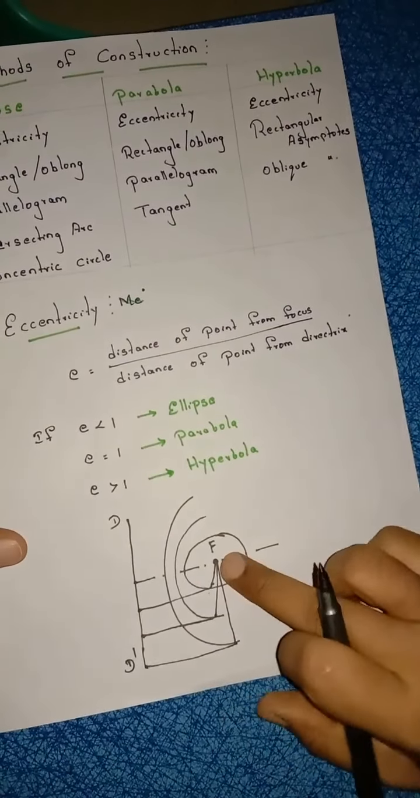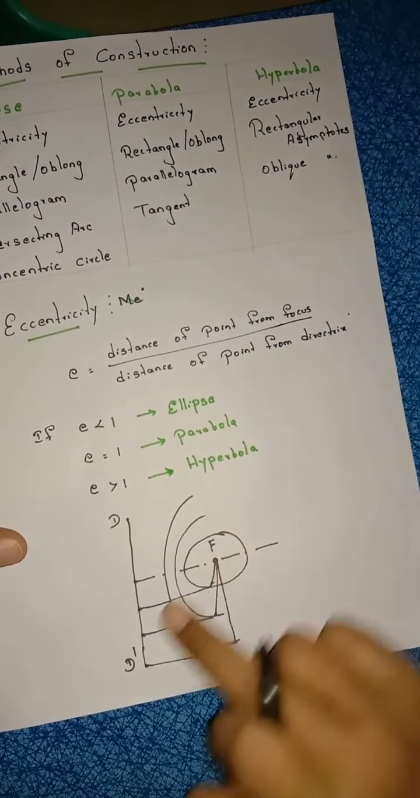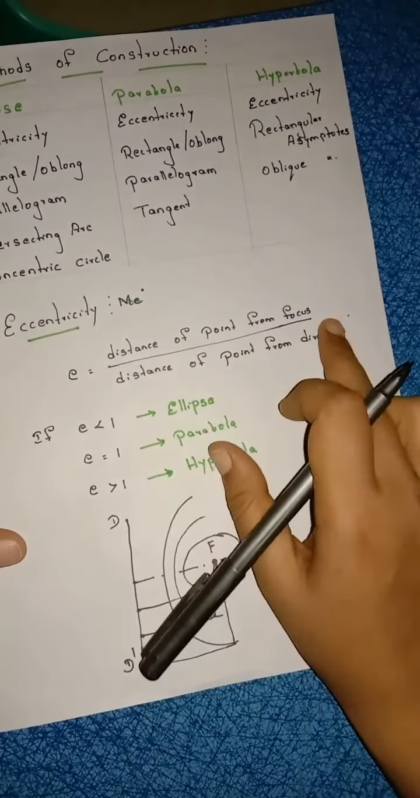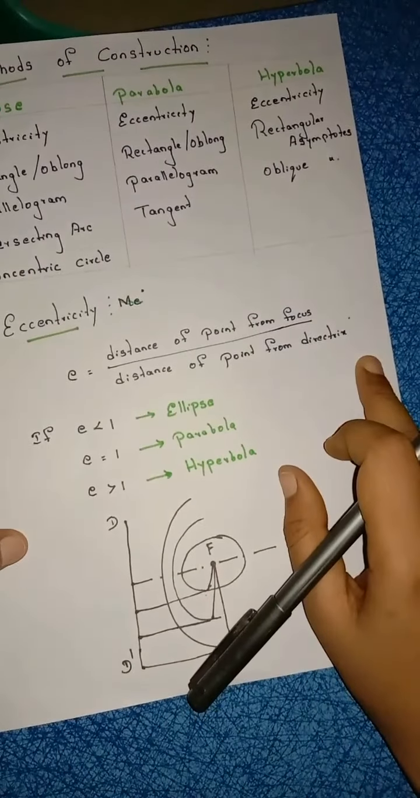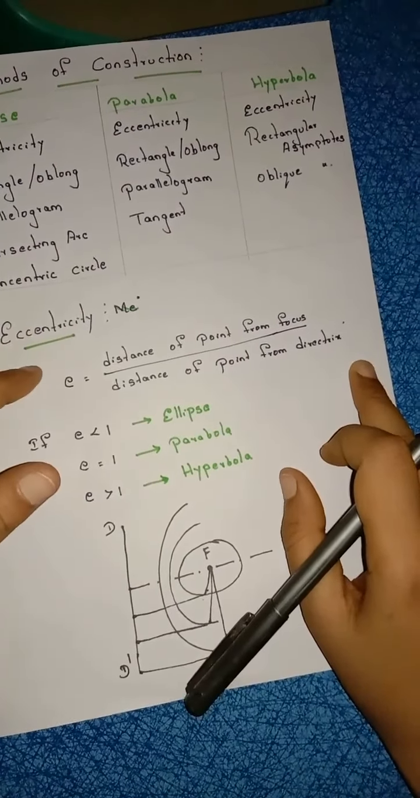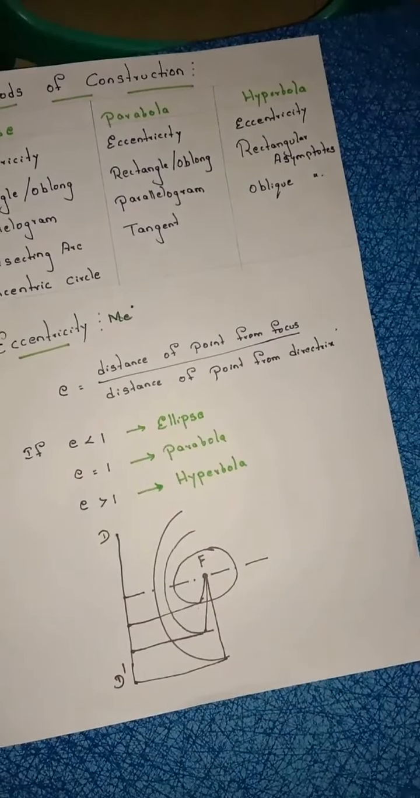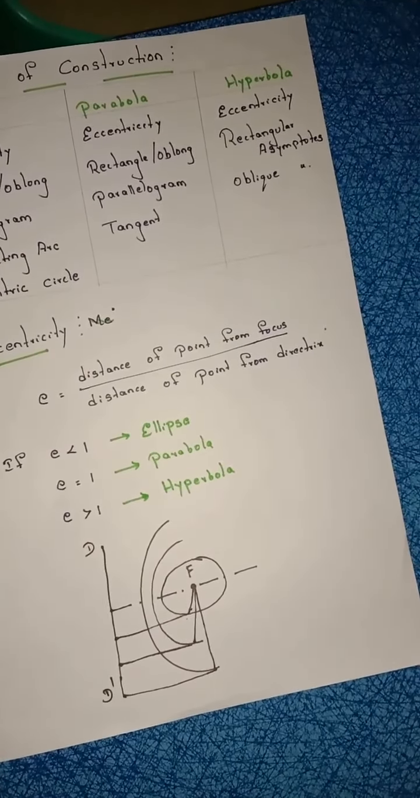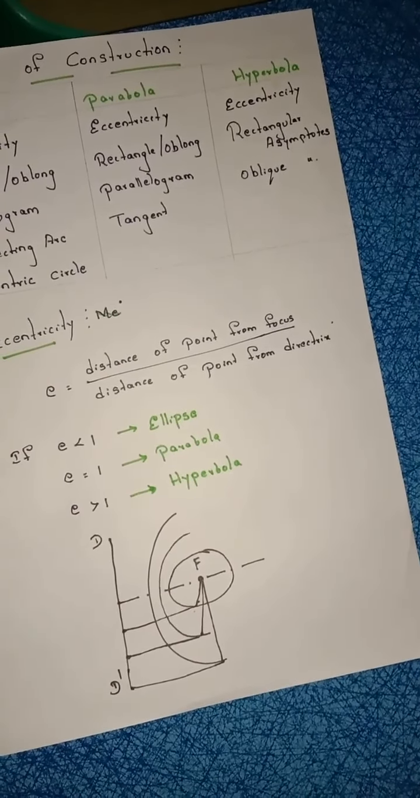So you have to remember this eccentricity formula. Distance of point from focus to distance of point from directrix is eccentricity. Eccentricity is denoted by E. If E is less than 1, ellipse. If E equal to 1, parabola. If E greater than 1, hyperbola.